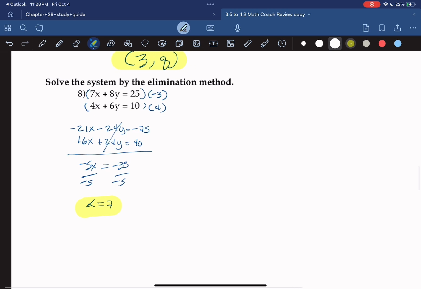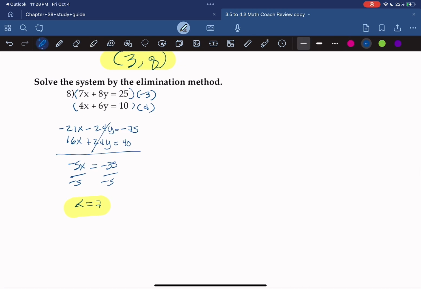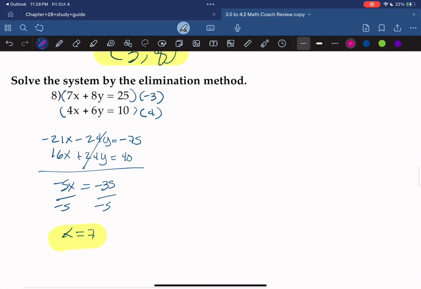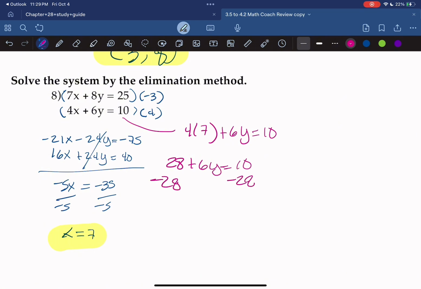Now let's plug that 7 into one of our original equations. Let's plug it in to this one. Why not? So 4, we said our x is 7, plus 6y equals 10. 4 times 7 is 28, plus 6y equals 10. Subtract 28 from both sides. 6y equals negative 18. Divide by 6, divide by 6. Y is going to give us negative 3.